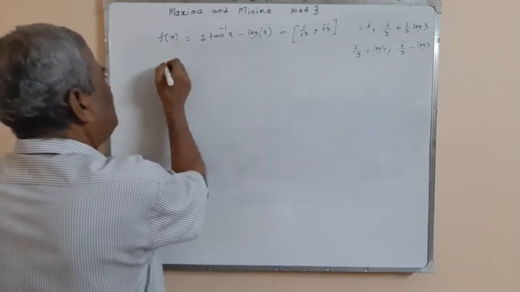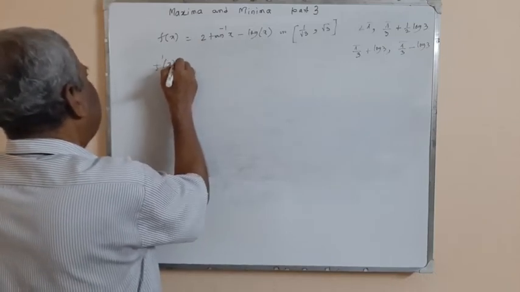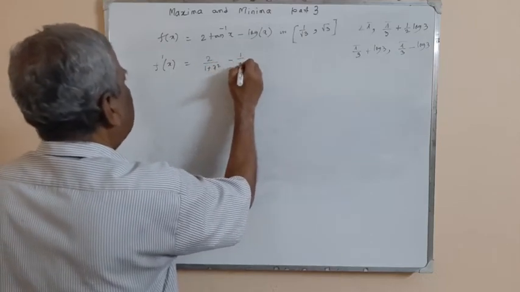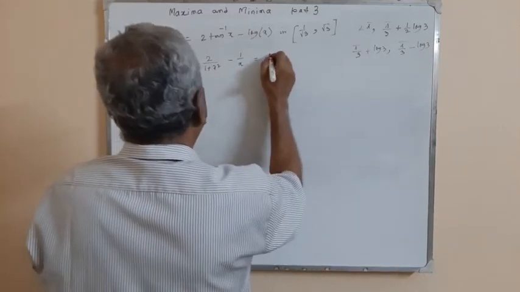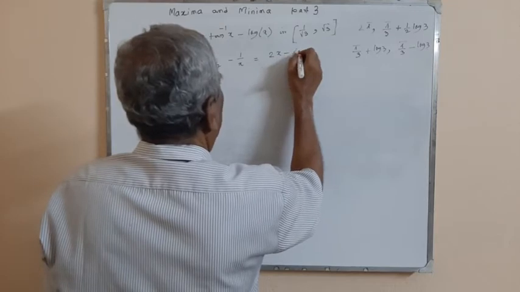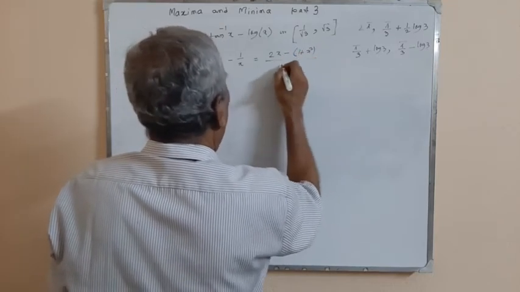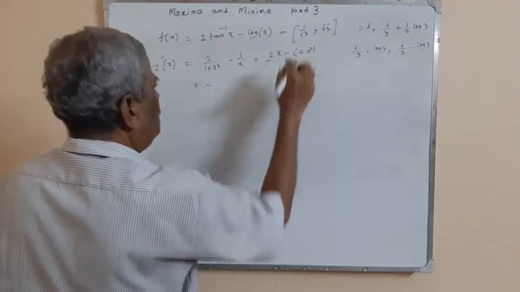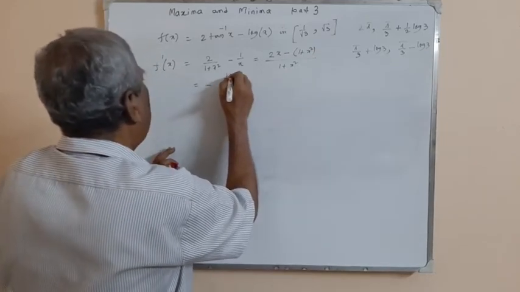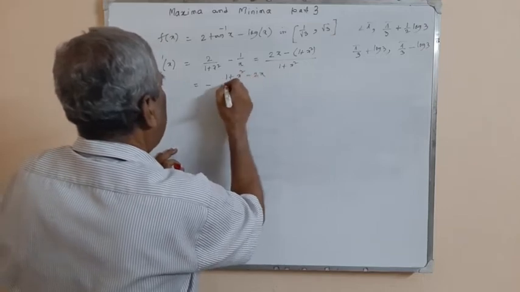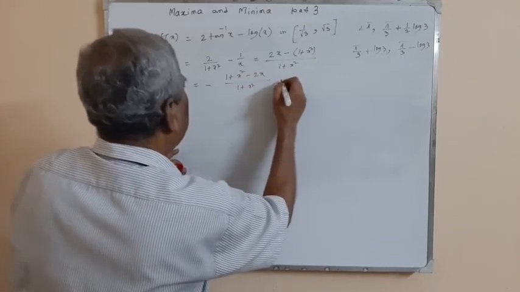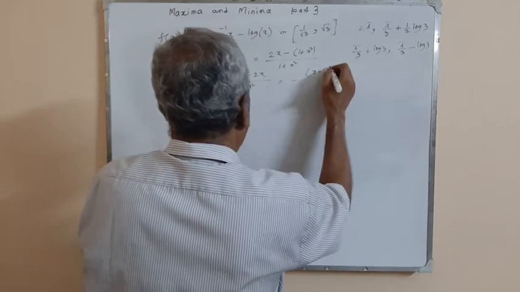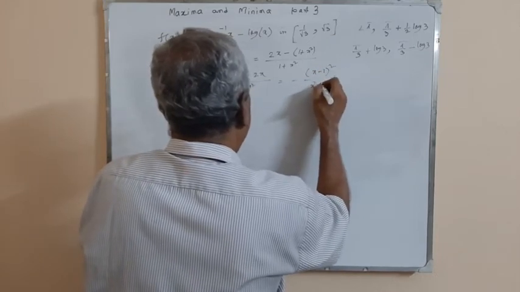For that purpose, calculate f dash x. This is equal to 2 by 1 plus x square minus 1 by x, which is equal to 2x minus 1 plus x square by 1 plus x square. Taking minus common from the numerator, it is equal to minus of 1 plus x square minus 2x by 1 plus x square, which is equal to minus of x minus 1 whole square by x square plus 1.